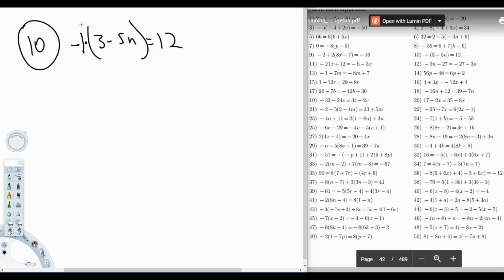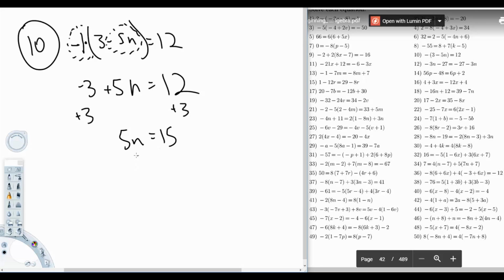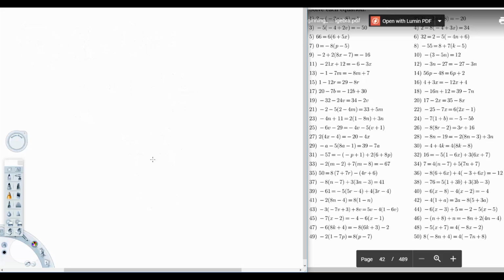So let's do it. Minus 1 times 3 equals minus 3. Minus 1 times minus 5n equals plus 5n, equals 12. Getting rid of this minus 3, we add 3, of course. Boom. So we get 5n equals 15. And then we divide by 5. This cancels out. 15 divided by 5 equals 3. n equals 3. That's pretty good.